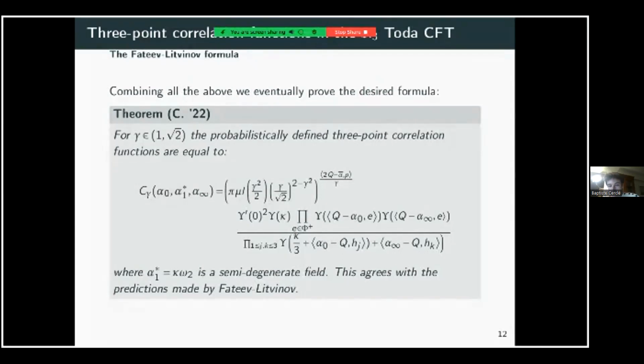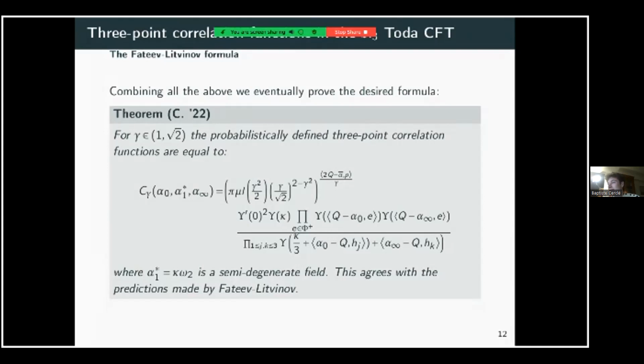And you show that the probabilistically defined three-point correlation functions, which can be expressed in terms of this Gaussian multiplicative chaos measure, are actually given by this crazy formula by Fateev-Litvinov. And you may know that in this statement, the probabilistic definition of this Toda CFT is for parameter gamma in (0, square root of 2). But here one subtle issue is that you can prove this formula only for gamma greater than 1.